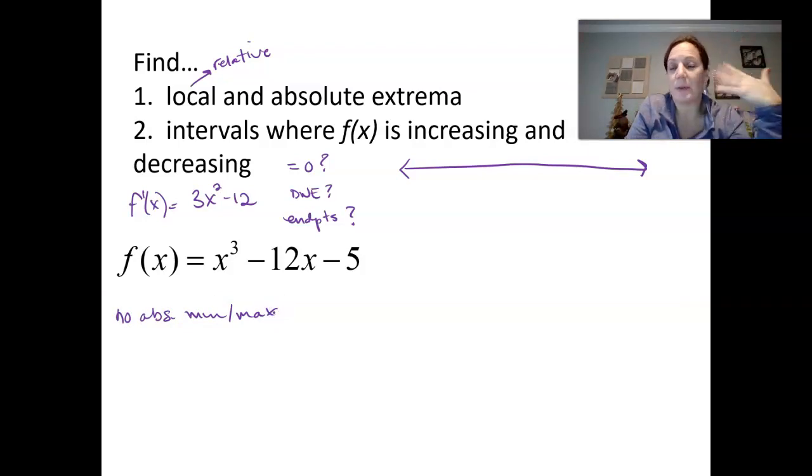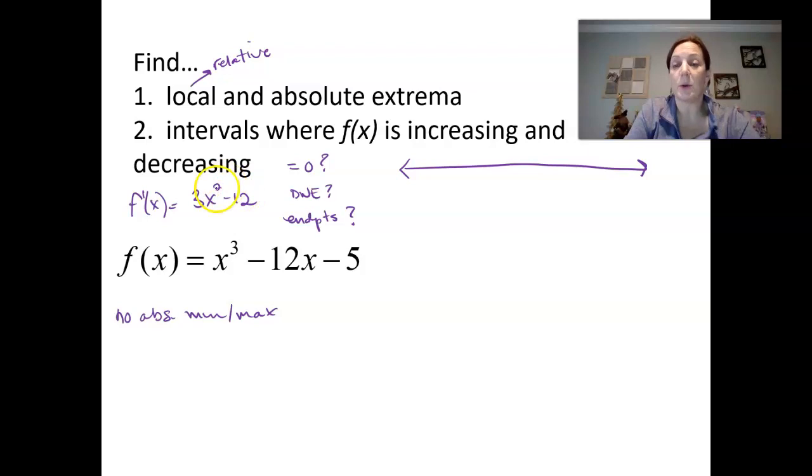It can't be. There's no high point, there's no low point. It goes down forever, it goes up forever, which means any mins or maxes I find are going to be local. All right. Now, f prime does not exist? Again, it's a polynomial. Nothing exciting going on here.